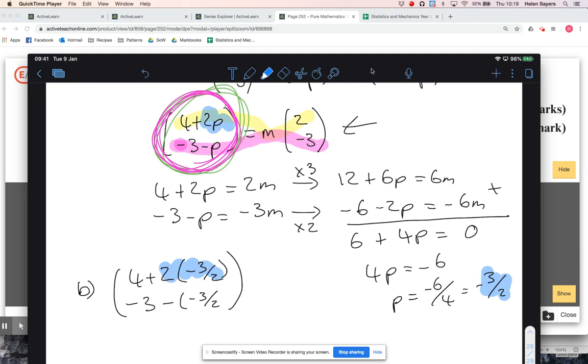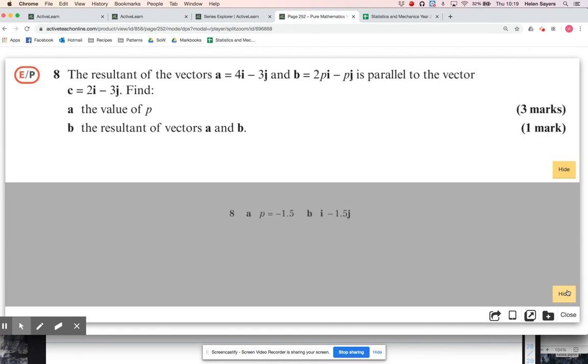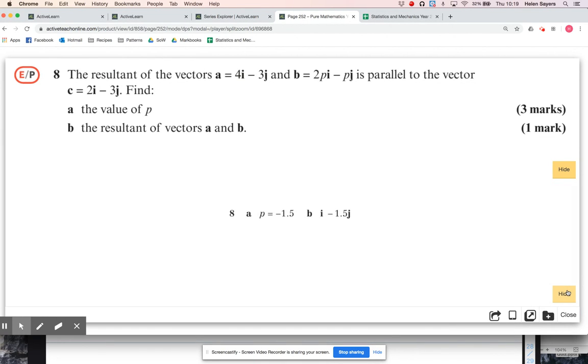Okay, so let's finish that off. What's that going to give me? It's going to give me 4 minus 3, and then -3 minus -3 over 2. So it's going to be -3 plus 3 over 2. So that is going to be 1. And then the other is -3 over 2, I think. Let me double check. I'm going to double check that last one because I was flopping around a bit there. Yeah, so we're good with our values.